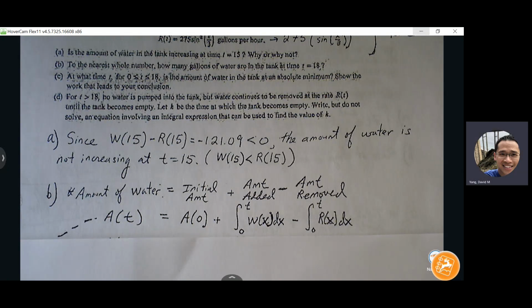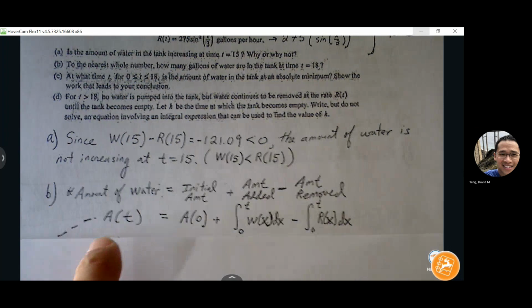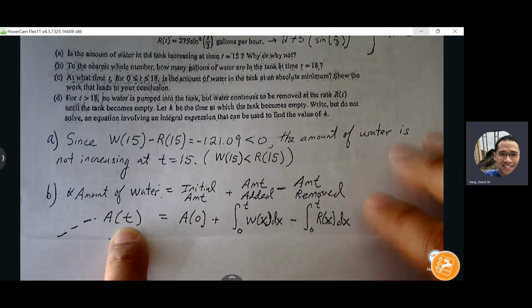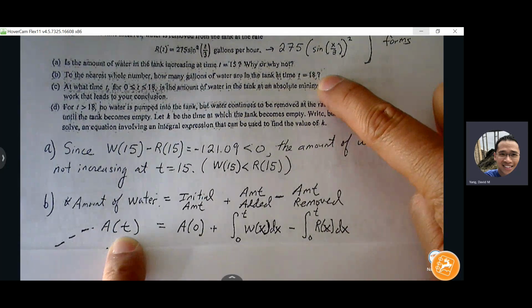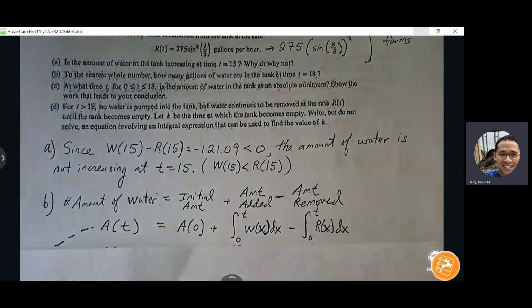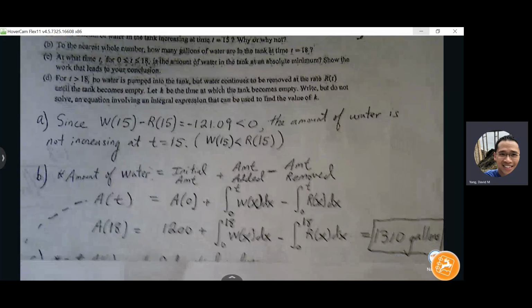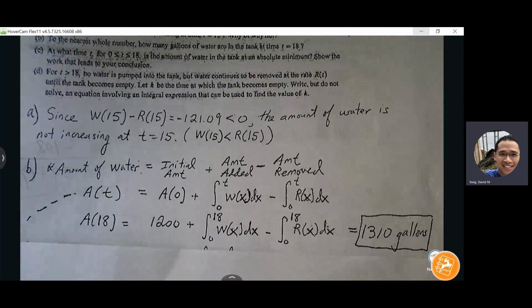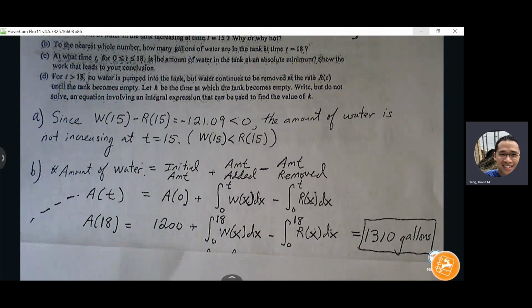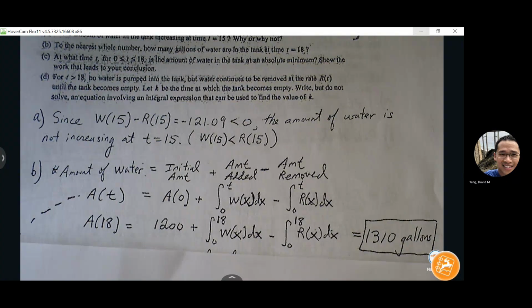Okay, so now that we have our formula set, we can now adapt the formula for this particular problem. So I want to find A of what? Yep, A of 0, but ultimately I want to find A of 18, right? So replace every t with 18, and the rest can just go in the calculator, right? So we know that there's 1,200 gallons of water in the tank, plus the integral from 0 to 18 of w of x. This is going to accumulate my rate.